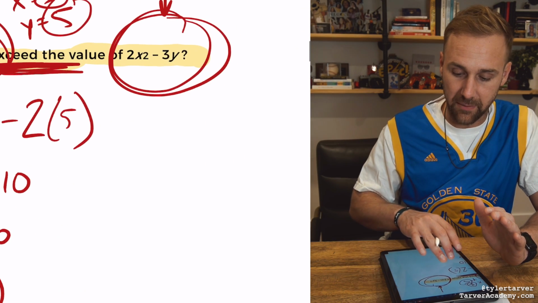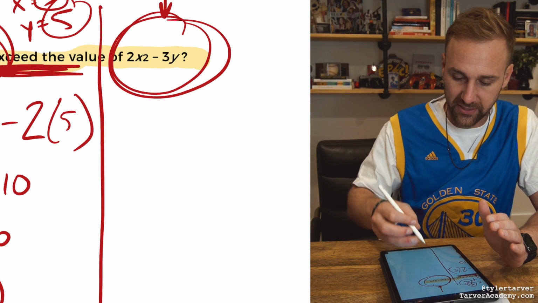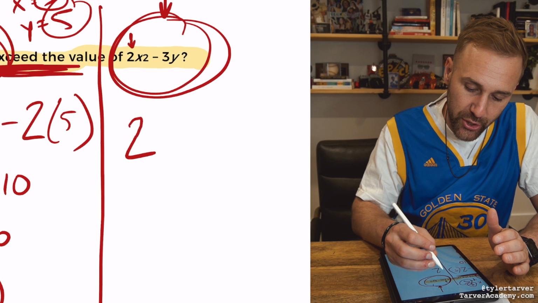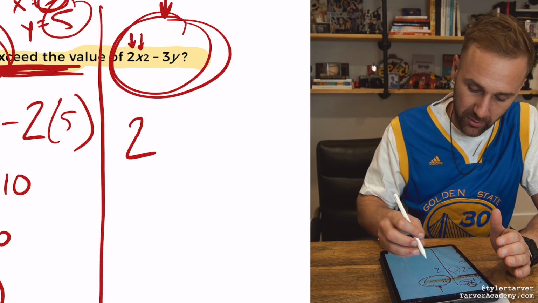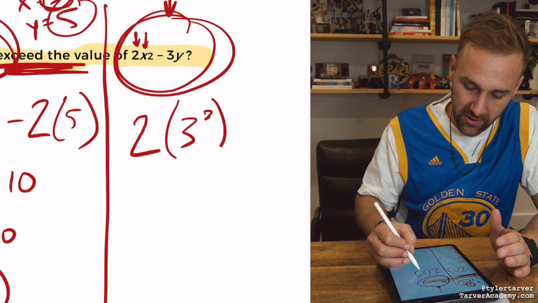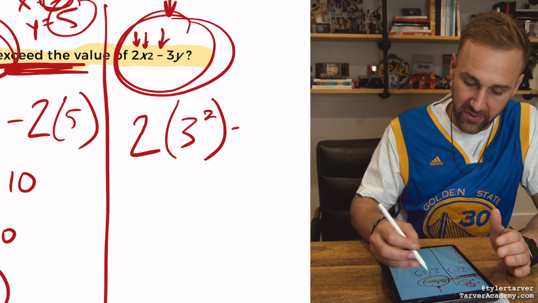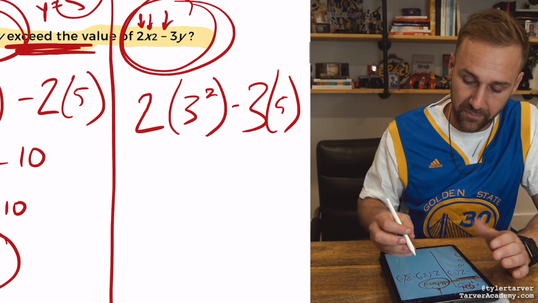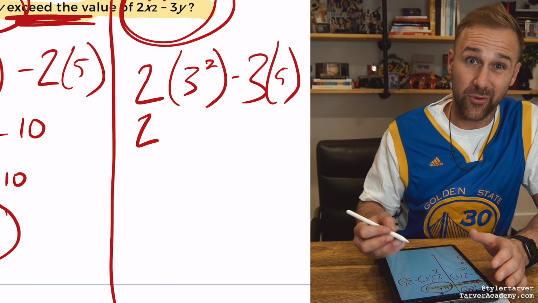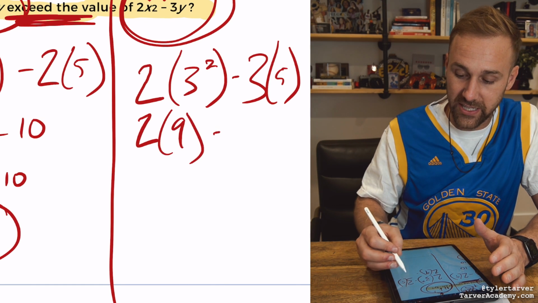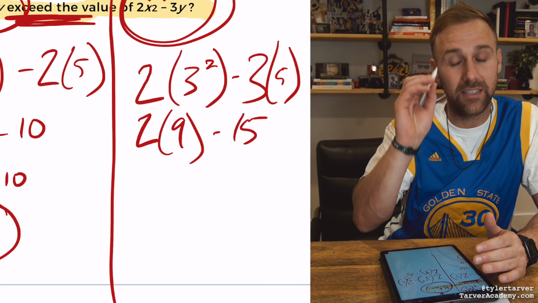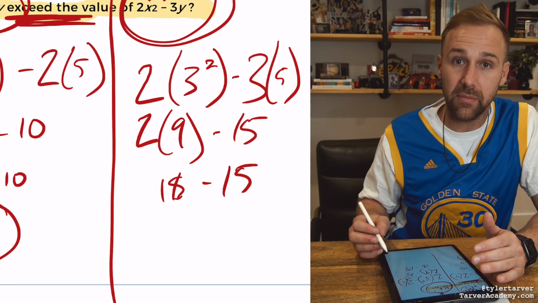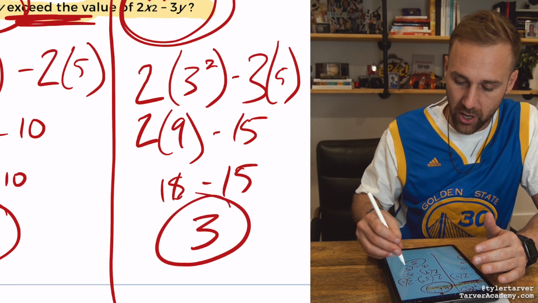We're not done. Same thing over here. I'm going to draw a line so we don't get mixed up. 2, I'm just working my way down the problem. 2, and then x equals 3 still. So 3 squared, minus sign 3 times y, which is 5. So now I'm just going to solve this problem. So I've got 2, and then 3 squared is 9, minus 3 times 5, which is 15. 2 times 9 is 18. Minus 15, and 18 minus 15 is 3. So we know what this one is as well.